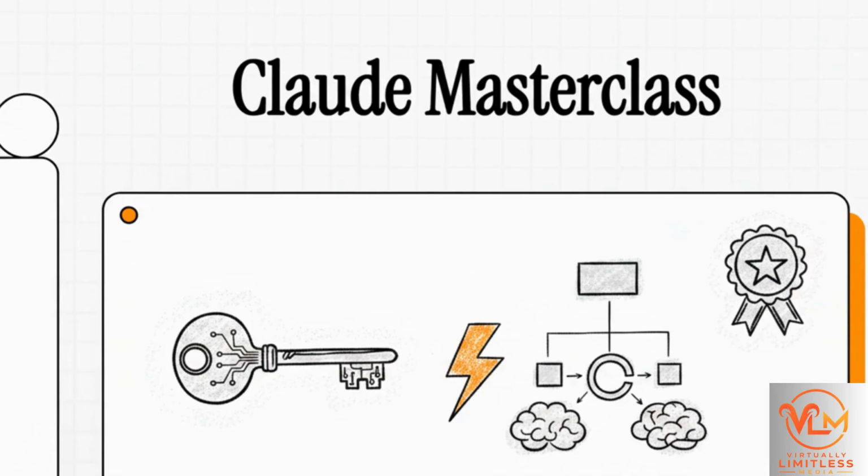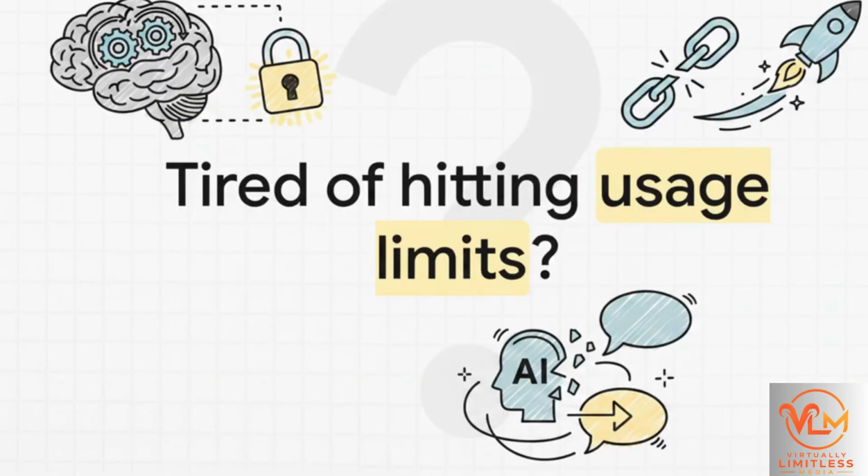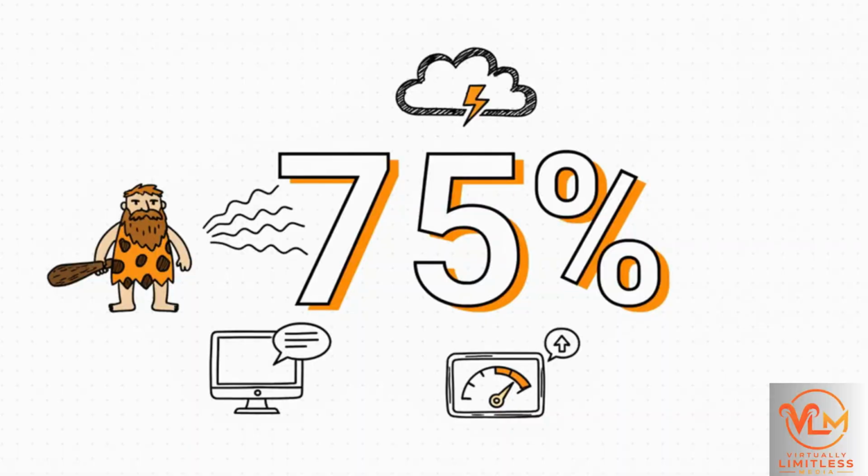Okay, let's just rip the Band-Aid off and talk about the biggest pain point for all of us. Are you absolutely tired of hitting those dreaded usage limits right when you're deeply in the zone? You know the feeling. You're crushing a massive project, the ideas are flowing, and then boom, locked out of tokens. It just completely kills your momentum, right? Well, what if I told you there's a way to bypass that ceiling just by tweaking how Claude actually processes your prompts? Seriously, you can literally cut your token usage by up to 75%.